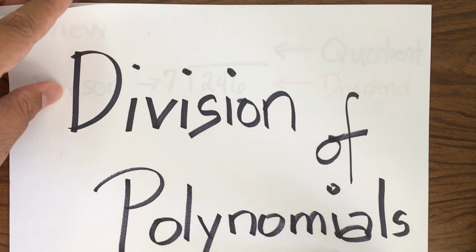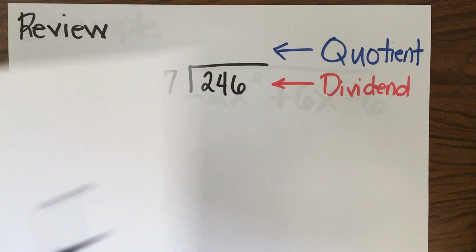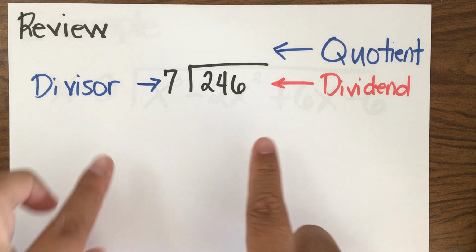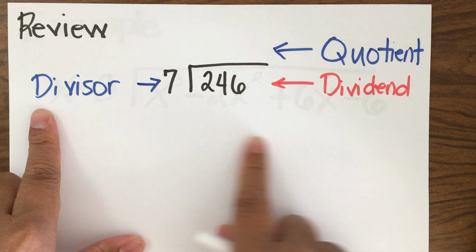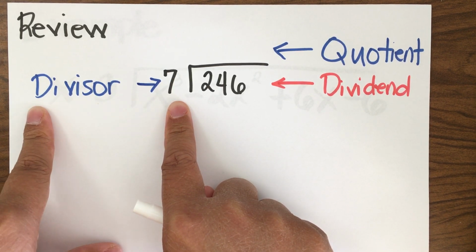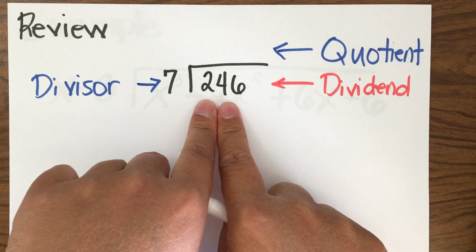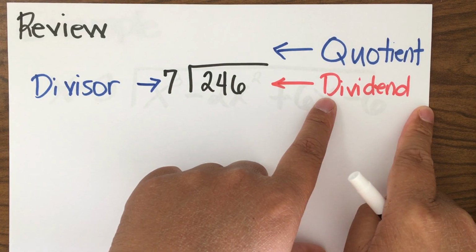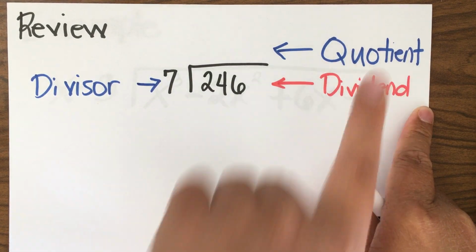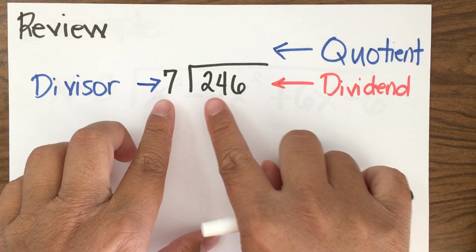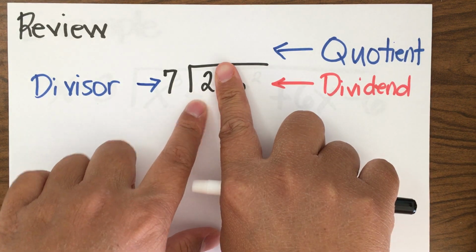Let's have a review of how to divide. Before that, let's recall those parts. The number that you're going to divide by is what we call the divisor. The number that will be divided is the dividend, and whatever will be your answer is what we call the quotient.